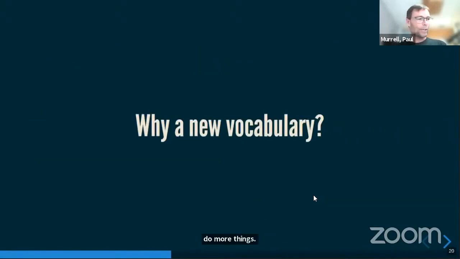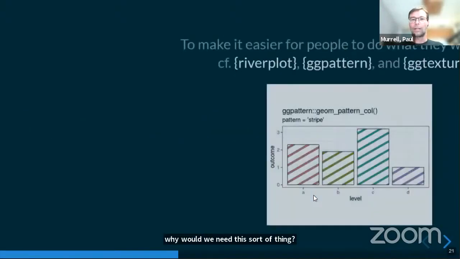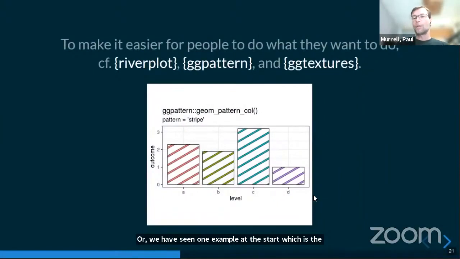So why would we need this sort of thing? Well, we've seen one example at the start, which is the riverplot package, and that's an example of people already working quite hard to do some things, even though the graphics engine doesn't natively support it. So there are packages that will let you fill regions with patterns, but they have to do a lot of work to get those patterns to draw. So one of the advantages of the new features is that some of those packages won't have to work so hard. They can just ask the graphics engine to do the work for them.